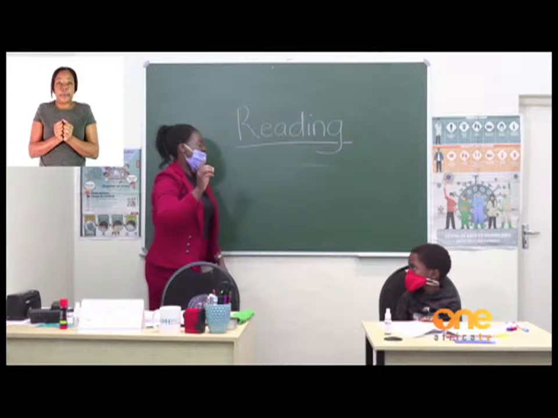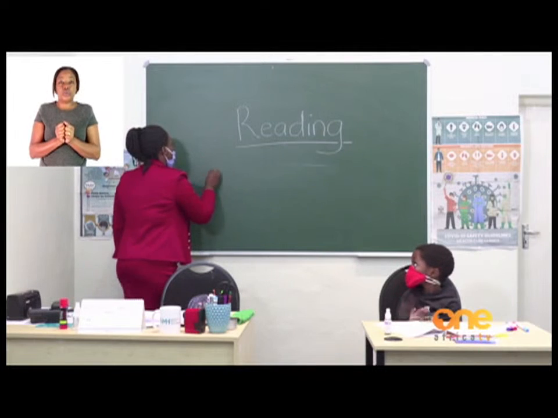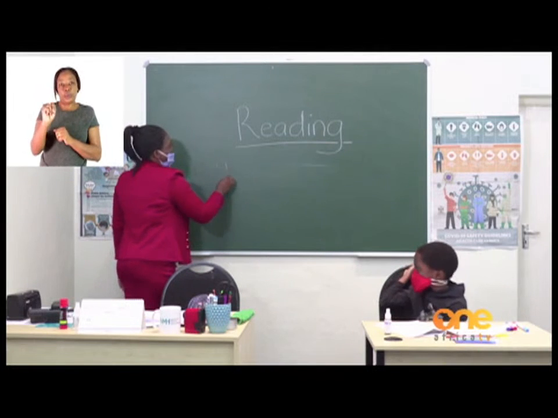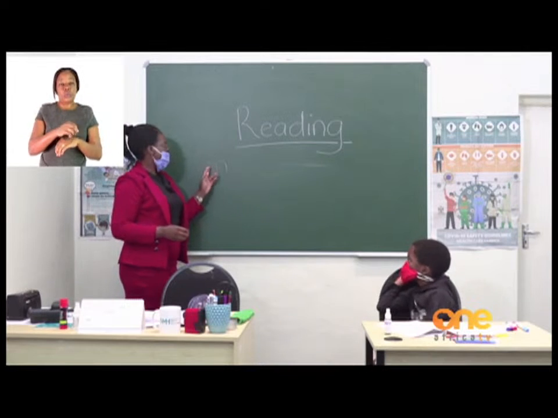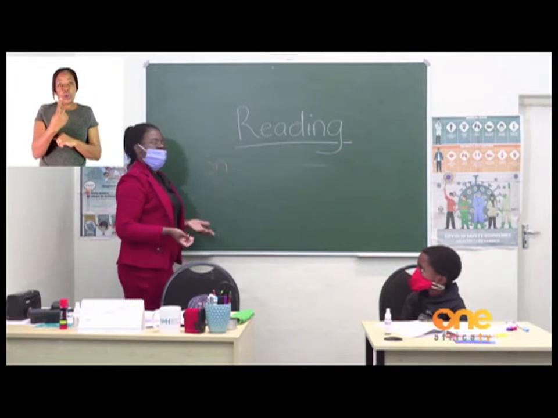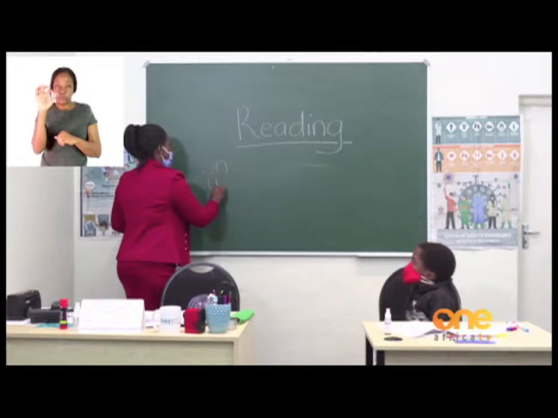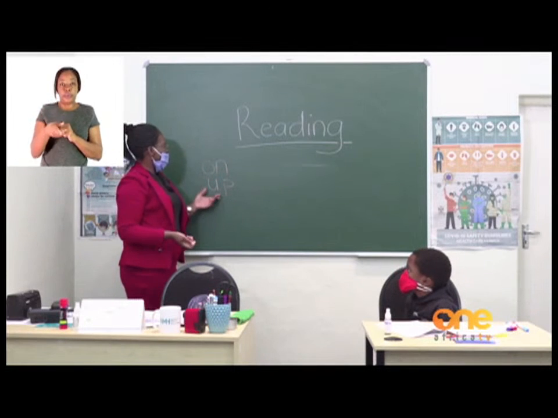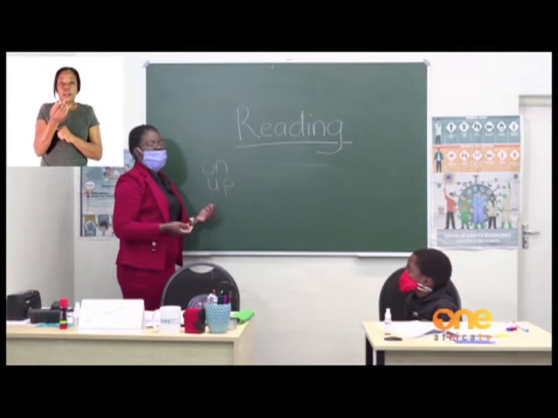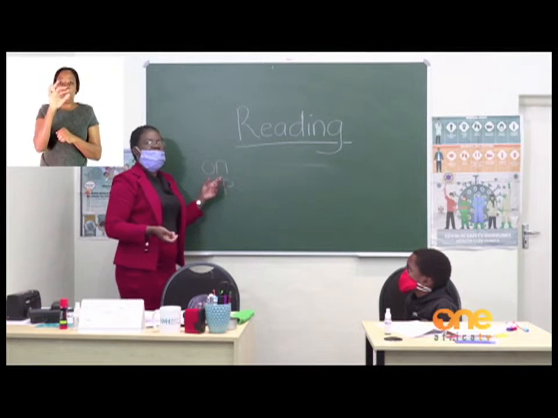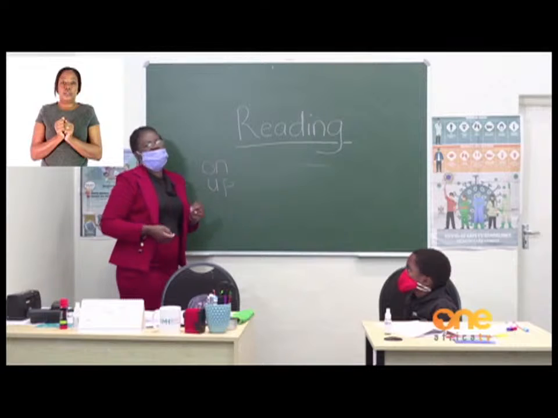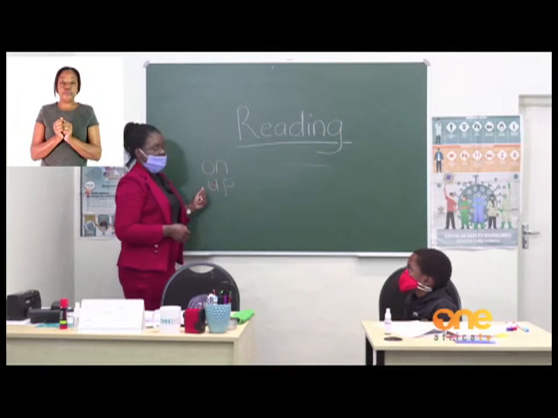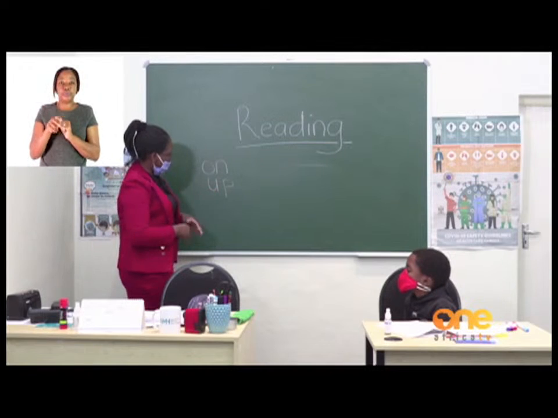Two-letter words, we can write on. It has only 2 letters, the O and the N. What other words can I come up with? Up. It also has only 2 letters. So in short, a 2-letter word just means you have to find a word having only 2 letters of the alphabet. So there are many of them. You can go on until the end of that page.